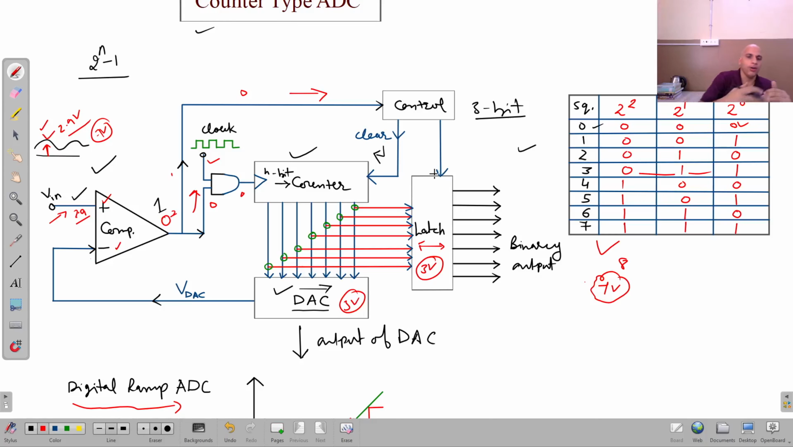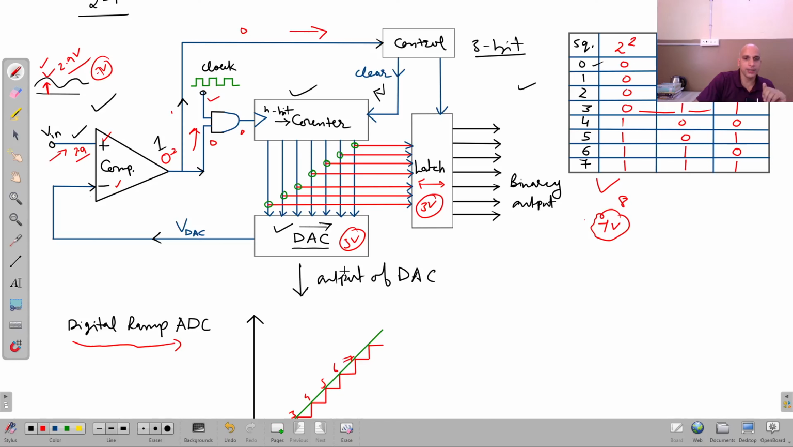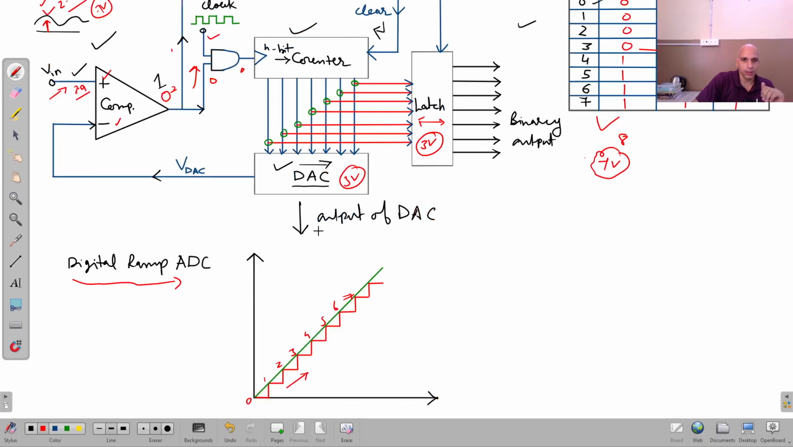So this is the way of working. This is the staircase waveform that I got from this ladder network, the output of the digital to analog converter. We call it a digital ramp ADC. This ramp is given to the analog to digital conversion circuit.